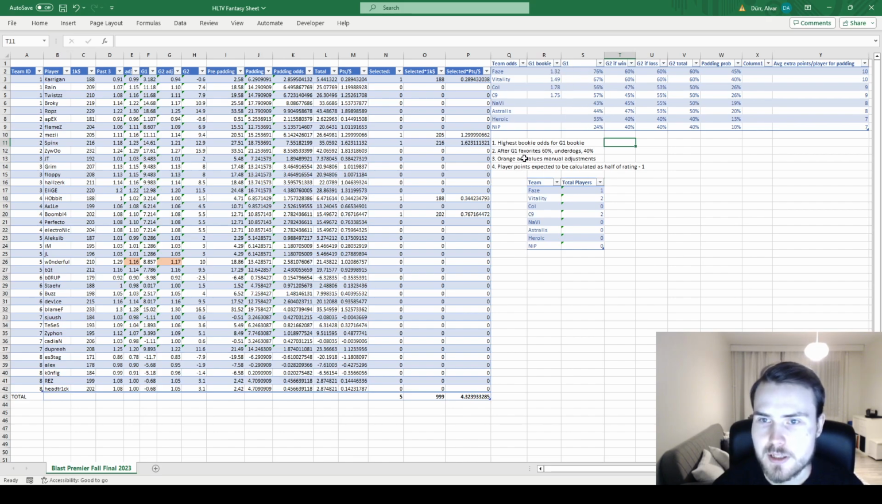After game one favorites, this one I talked about already. Orange adjusted values mean manual adjustments. I added, for example, just as an example here for Wonderful, because his ratings are really high right now because he's been farming with Sprout in tier 2.